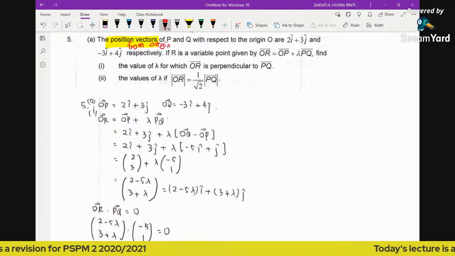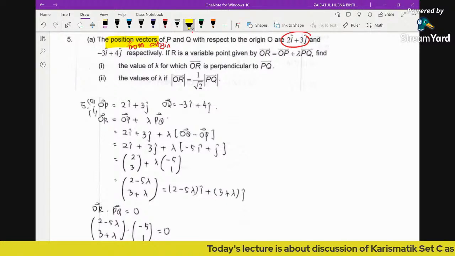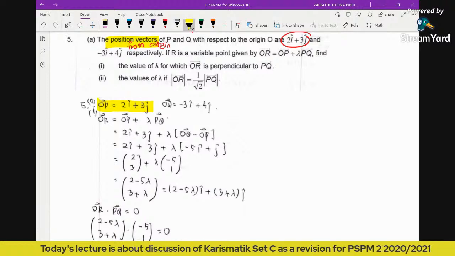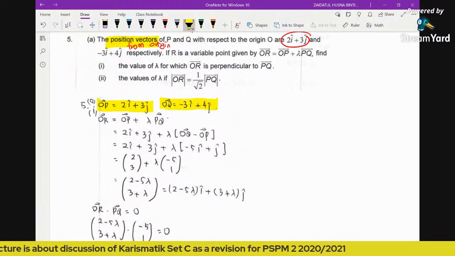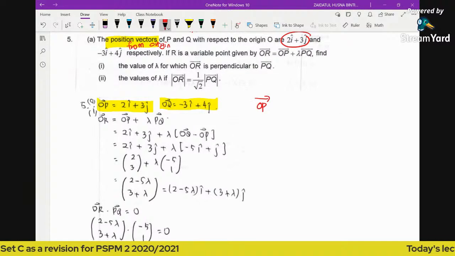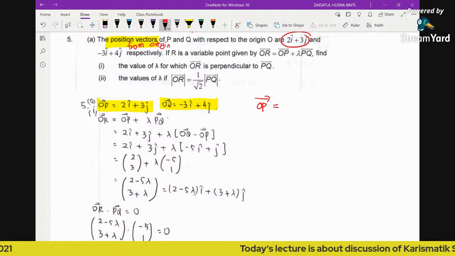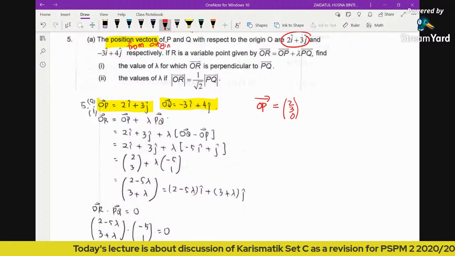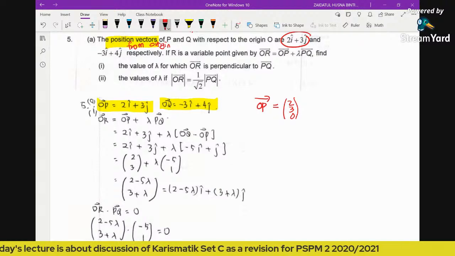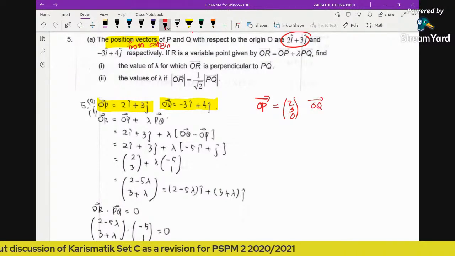which means we can say that this is basically OP. So OP is 2i plus 3j, and OQ is 3i plus 4j. Or you may just write in column matrix format, so OP, since we only have 2 dimensions in this case, is 2 and 3. Or if you want to write in 3 dimensions, this is 2, 3, 0 and negative 3i plus 4j. So OQ is basically negative 3, 4 and 0.